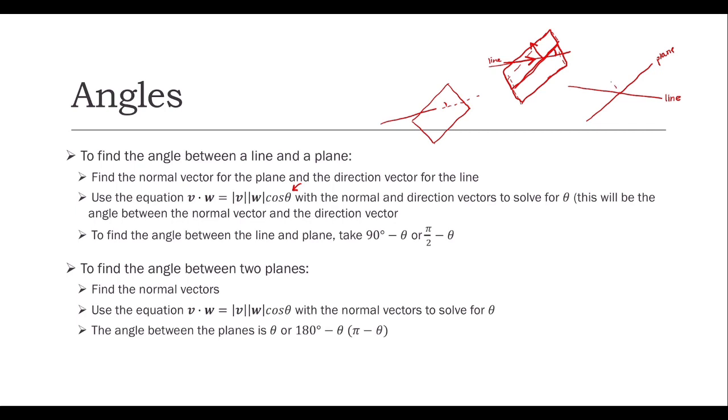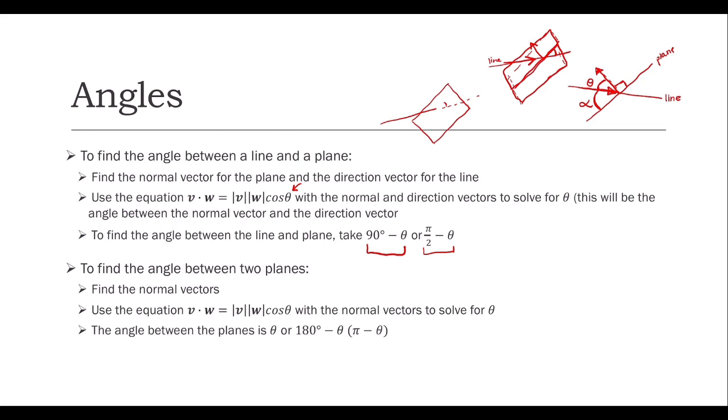Our normal vector will go 90 degrees from the plane, and our direction vector is going this way. So our angle would be this angle here. But we want to know the angle between the plane and the line. So that would be this value here, alpha. So to find the angle between the line and the plane, you'll then take 90 degrees minus that theta value. Or if you're doing it in radians, you would do pi over 2 minus theta.